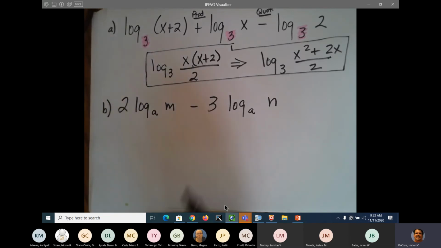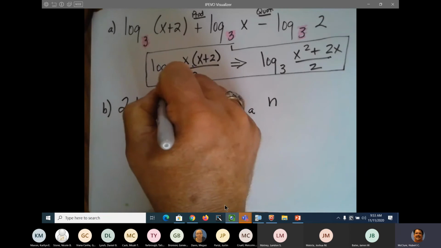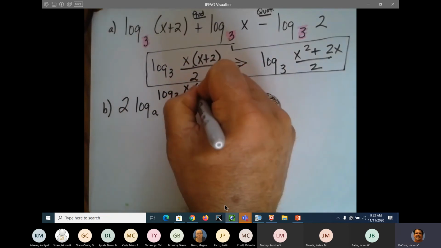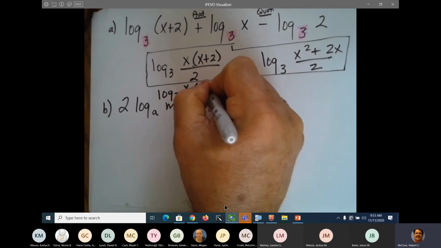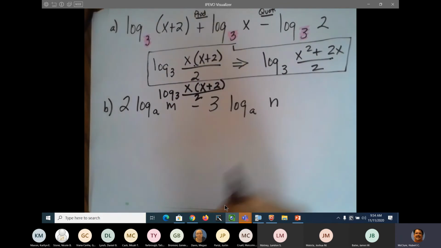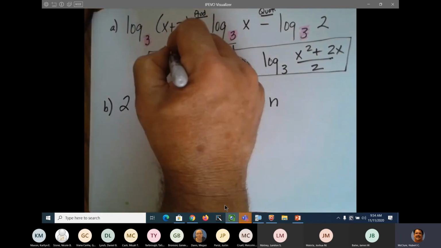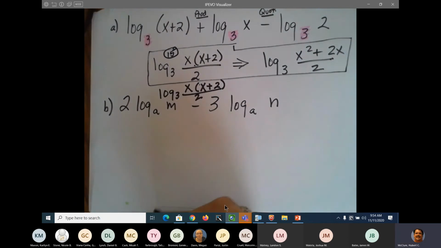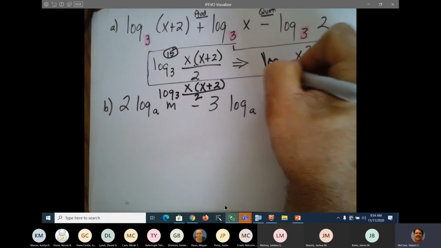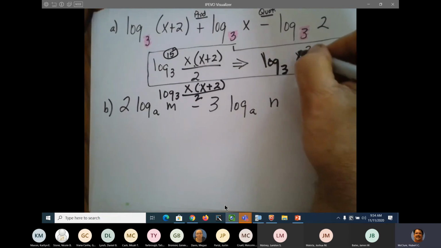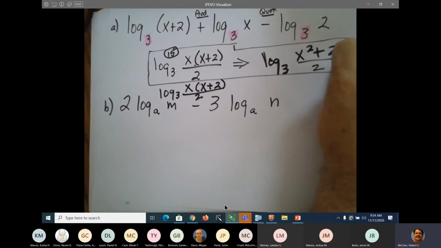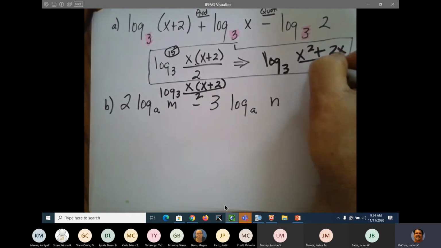So let's look. 1, 2, 3, 4, 5, 6, 7, 8, 9, 10, 11, 12, 13, 14, 15. So when I rewrote that, that was 15 times. Now let's rewrite this. 1, 2, 3, 4, 5, 6, 7, 8, 9, 10, 11, 12, 13, 14.